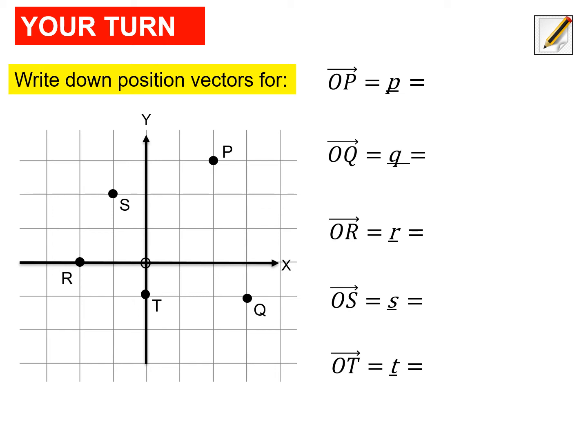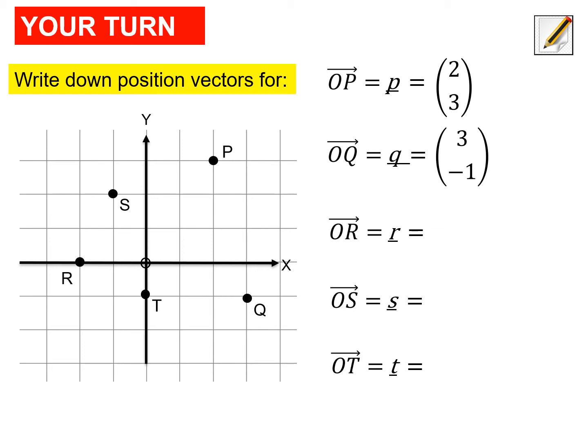Okay, so the first example, we can see the coordinate P is 2, 3. So therefore the vector is OP, or lowercase p underlined, and that would be 2, 3 written vertically. To get from O to Q, we need to go 3 to the right and 1 down. So the vector OQ, or lowercase q underlined, is 3, minus 1.